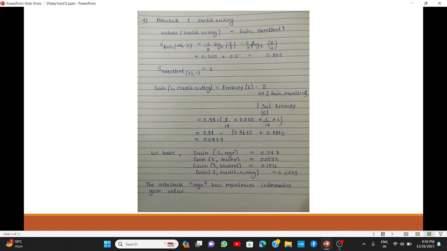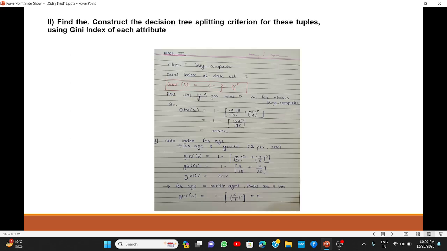If in fair there are 6 yes and 2 no, then entropy for fair is 0.8112, and in excellent there are 3 yes and 1 no, then entropy for excellent is 1. Now, information gain for credit rating is 0.0479. We have the entropy for all attributes. Then, if we compare all the entropies, the attribute age has the maximum information gain value.